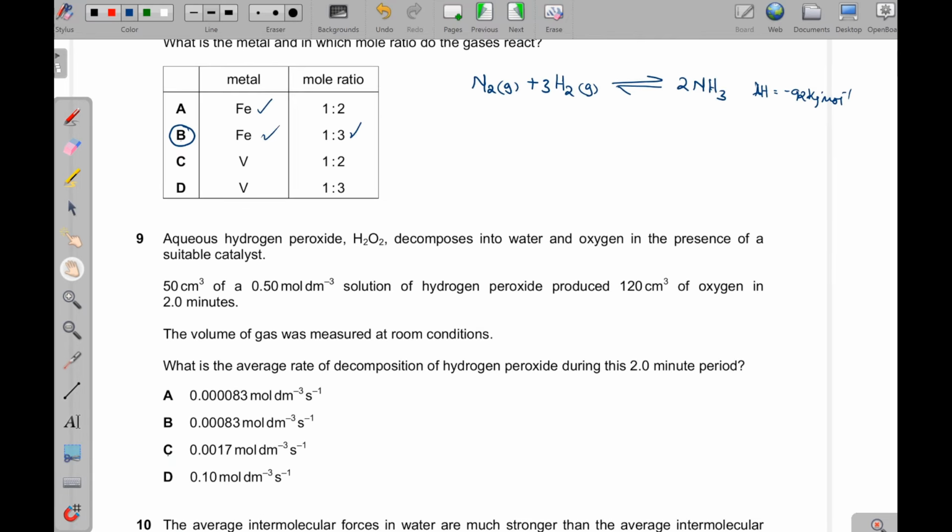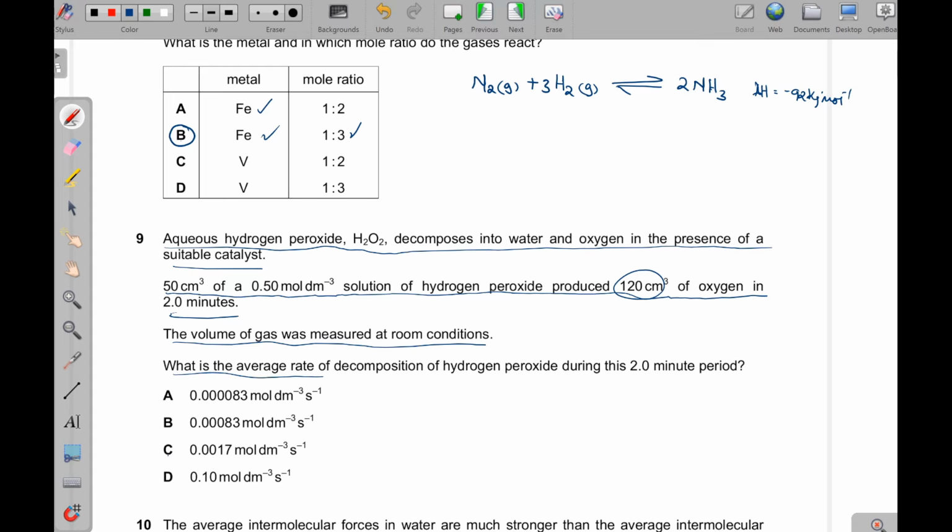And then question 9. Aqueous hydrogen peroxide decomposes into water and oxygen in the presence of a suitable catalyst, and that one is vanadium pentaoxide, something like that. Then 50 cubic centimeters of 0.5 molar solution of hydrogen peroxide produced 120 cubic centimeters of oxygen in 2 minutes. The volume of the gas was measured at room conditions. What is the average rate of decomposition of hydrogen peroxide during this 2-minute period?